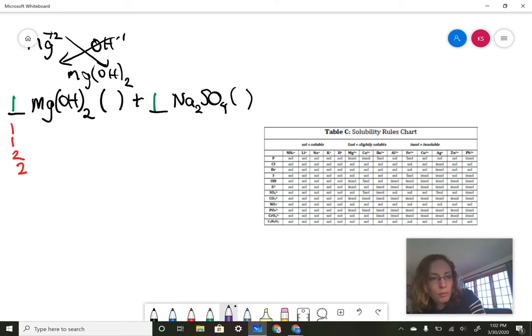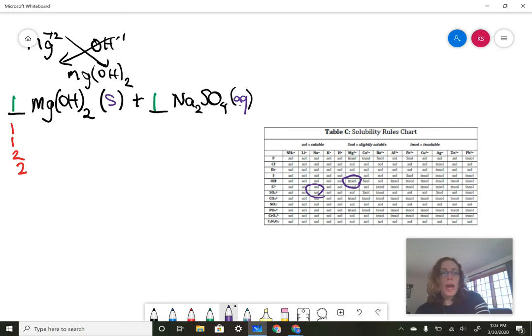So if we look at magnesium hydroxide in our solubility chart, that's right here. It says insol, that means it's insoluble, so it is going to be a solid. It's a precipitate. And then sodium sulfate is right here. That is soluble, so that one will be aqueous. So this is a precipitation reaction.